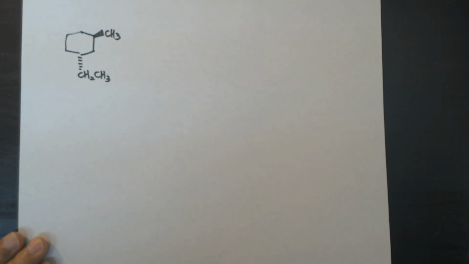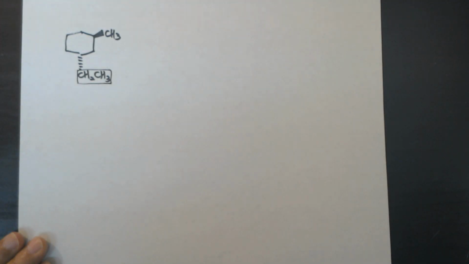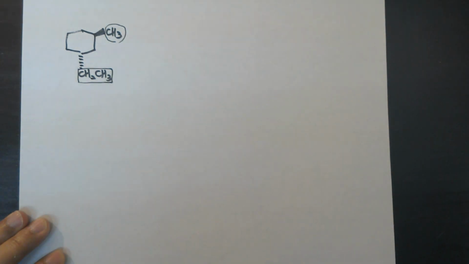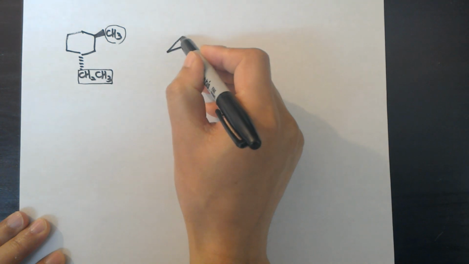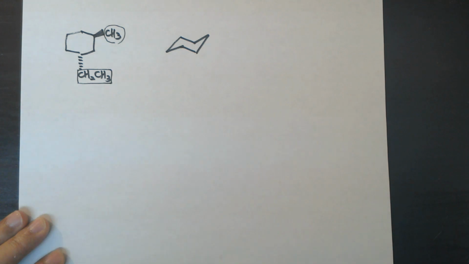Then the repulsion causes the big group, the bigger group, to go to equatorial position. So you have to know the ethyl group, the bigger group, will prefer to be on the equatorial over this guy, CH3. So first you would put the stable framework.